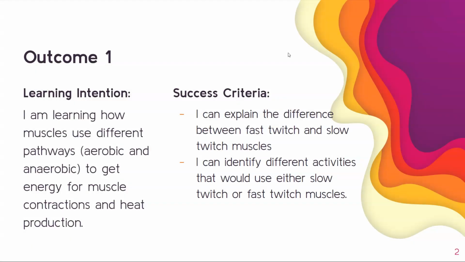So today's video is about learning the different types of muscles that are found with anaerobic and aerobic pathways. We know that these two pathways produce either a lot of ATP or not a lot of ATP. And when we contract our muscles, we generate heat. So we're going to talk about the two different types of muscles.